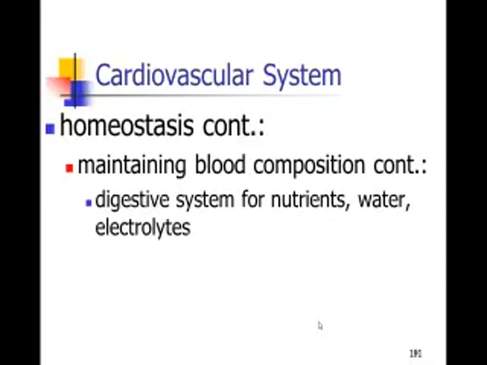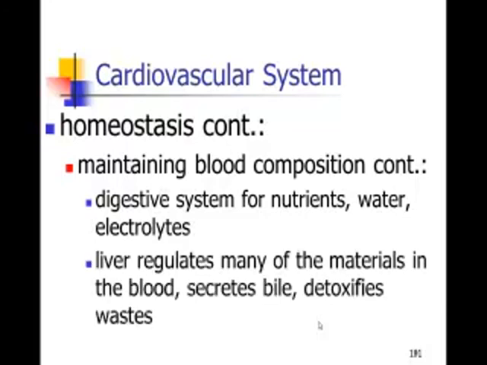The digestive system is essential for replacing materials that are used up or lost: nutrients, water, electrolytes. The liver is going to be important in regulating the nutrient load of the blood. We talked about that. Also, the liver is going to secrete bile, which helps in the digestive process. We will be talking about that.